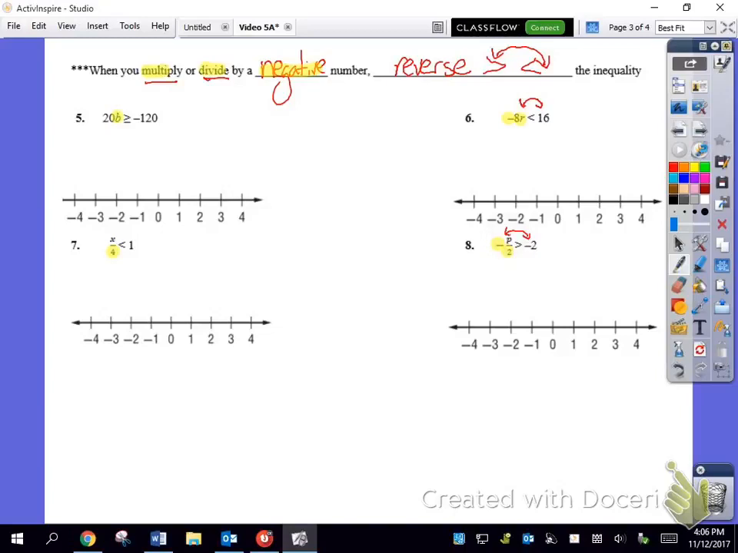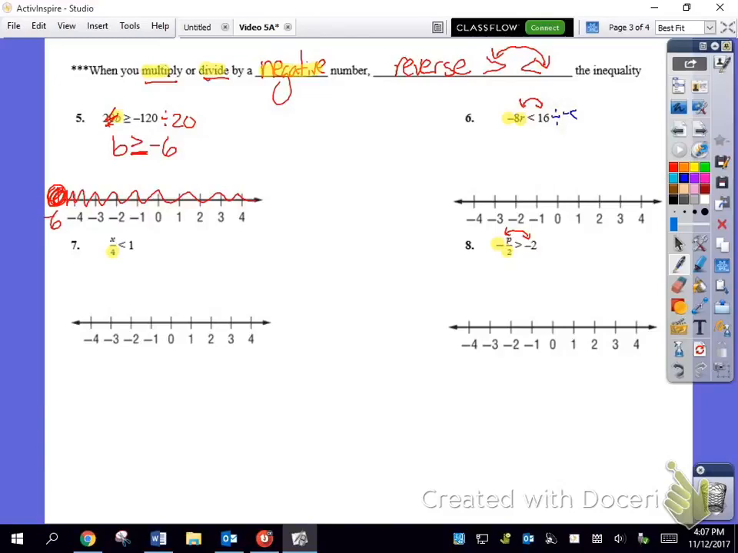So the opposite of multiplying is to divide. So I'm going to divide by 20. So b, negative 120 divided by 20, b is greater than or equal to negative 6. Since there's a line, I'm going to shade it. So I put negative 6, I'm going to shade it, and then it's greater than, so I go to the right.